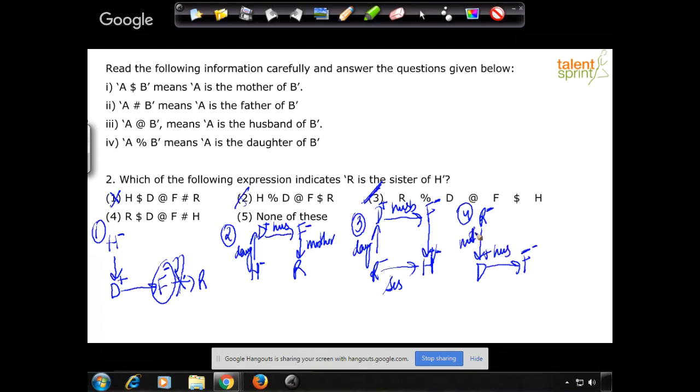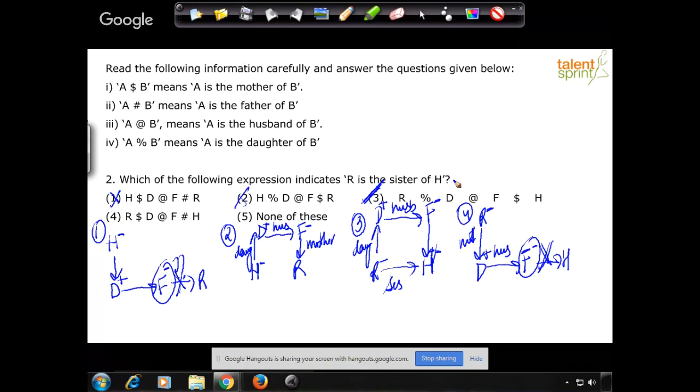And then the last bit, F #H means that F is the father. Now again, F cannot be the father since F is the wife. Again, this relation does not hold. Therefore, we know that the correct answer here is option 3.